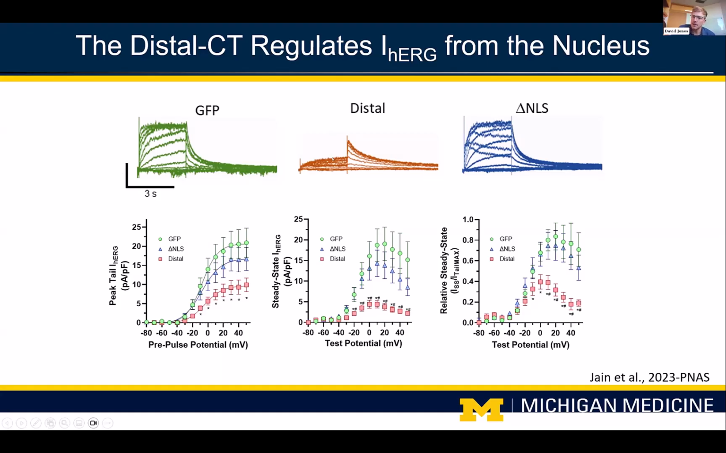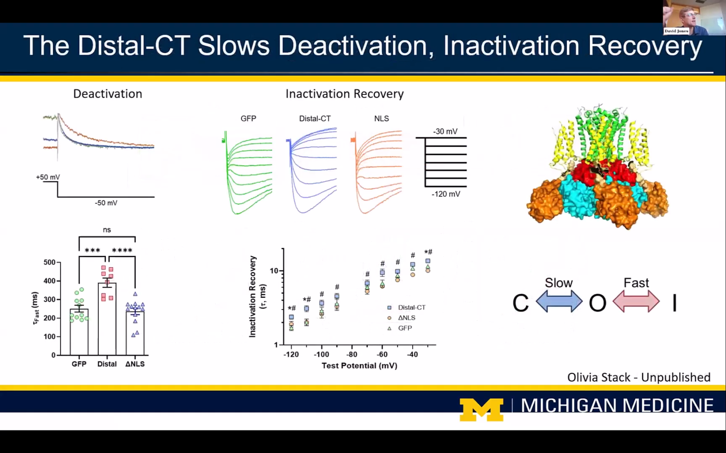Now, it could still be that maybe the distal polypeptide is interacting with the full-length channel directly. So we repeat this experiment with the delta NLS, and remember, that doesn't go inside the nucleus. And now all of those effects go away. The delta NLS looks just like our GFP. So that tells us that the distal C-terminus construct has to go inside the nucleus, do whatever it's got to do there, and then that feeds back to the channel at the surface membrane. So it's entirely dependent on its behavior inside the nucleus.